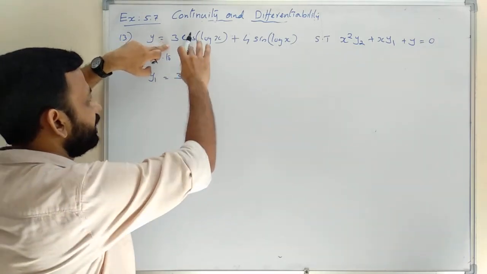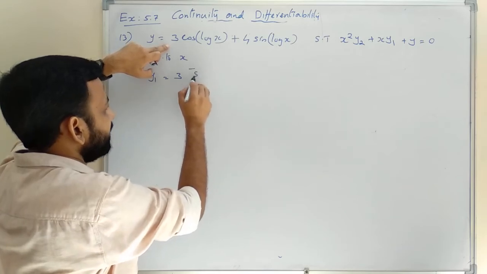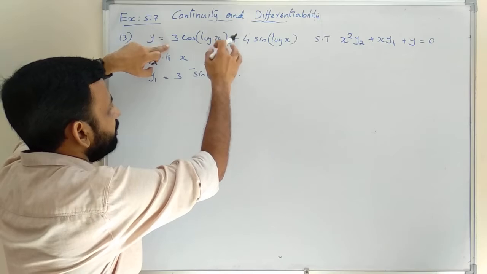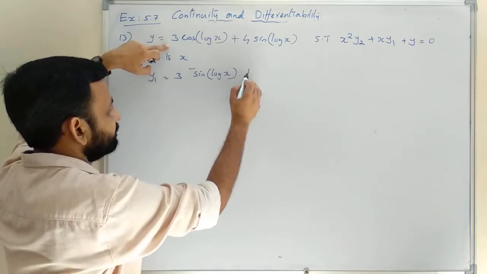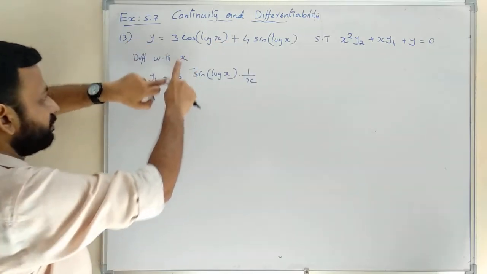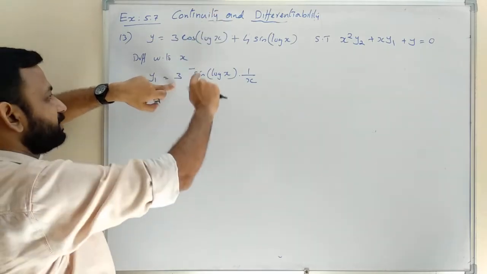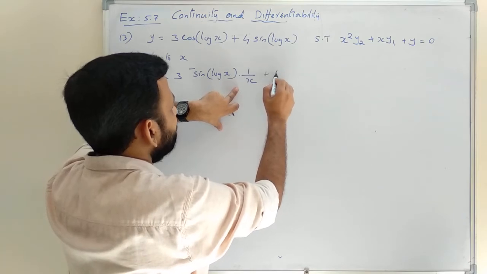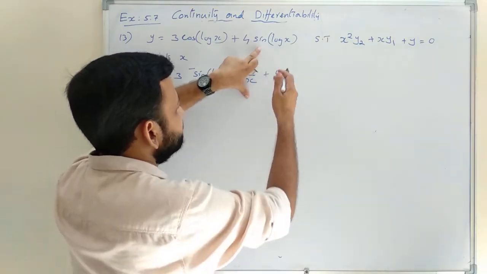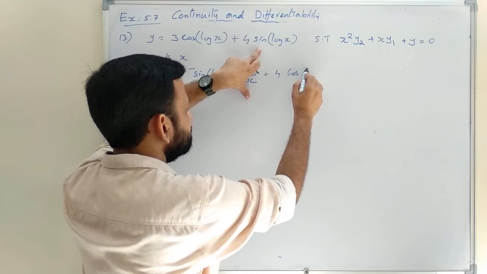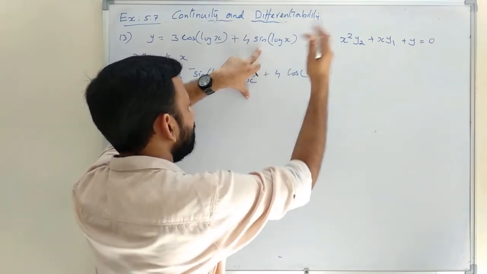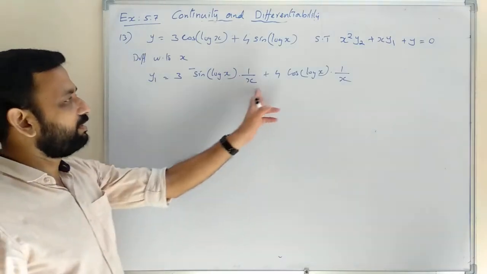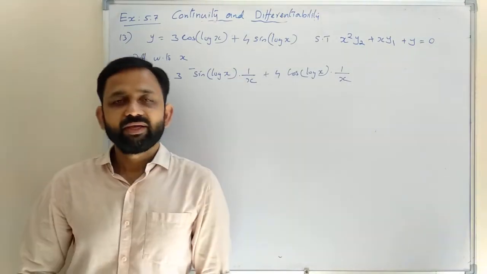3 into derivative of cos, that is minus sine log x, into derivative of log x, that is 1 upon x, plus 4 into derivative of sine, that is cos log x, into derivative of log x, that is 1 upon x. So here we have x in the denominator.